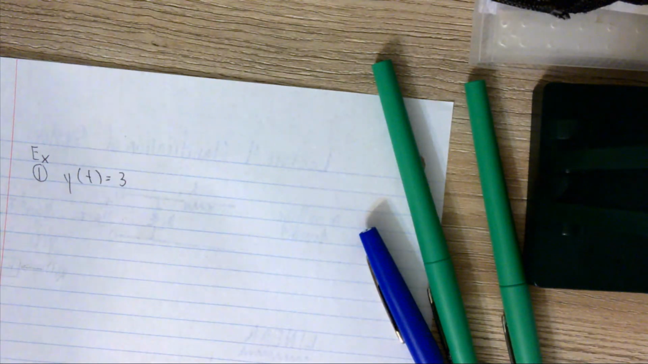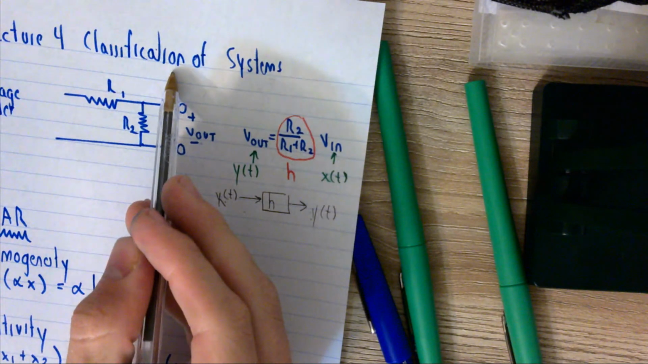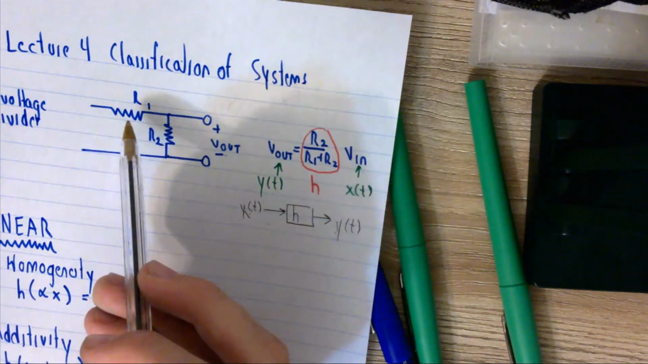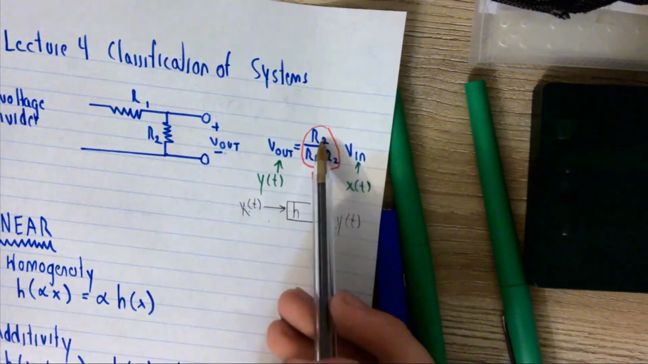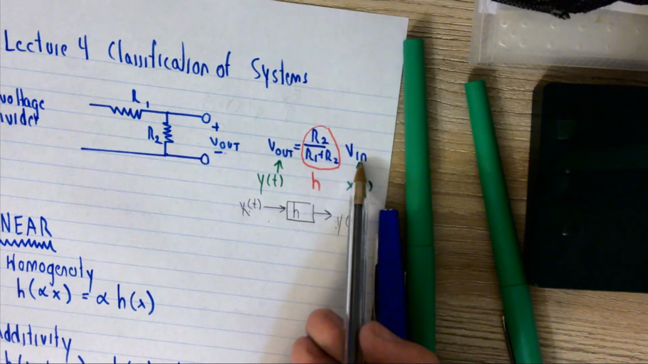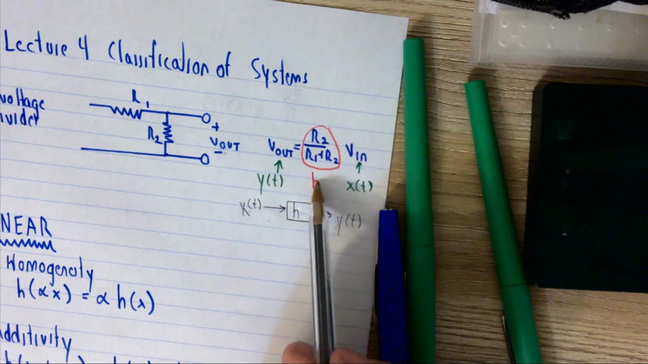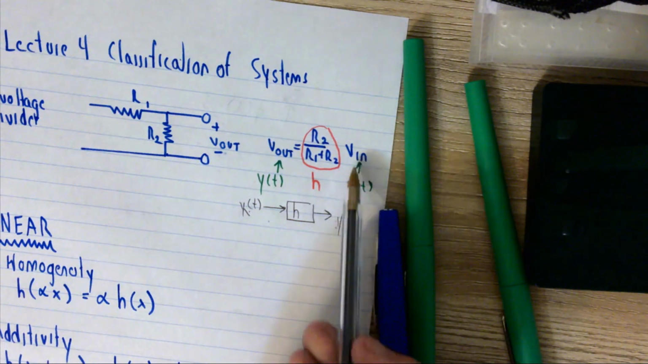Basically, here for classification of systems, we had a voltage divider with R1 and R2. The output voltage is going to be equal to, as we recall from 211, R2 over R1 plus R2 times the input voltage. We represent the R2 over R1 plus R2 term here with the system. The input is represented with x(t), and the output is represented with y(t).